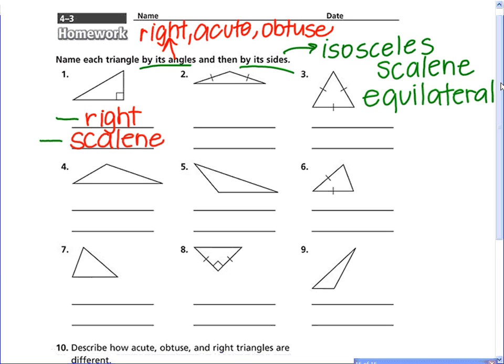Questions about your homework? Understand? Okay. Take your math notebook home if you need to. The chart that we just made, the types of triangles, can help you solve your problems if you need.